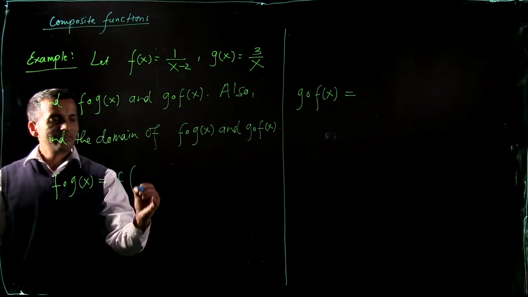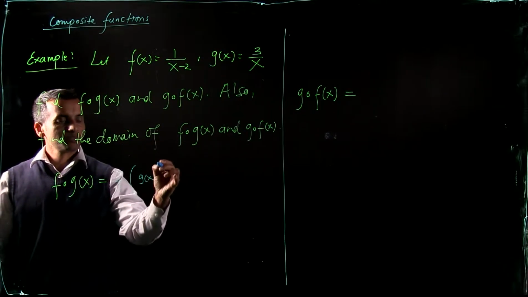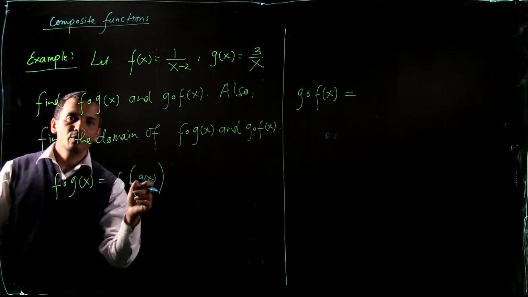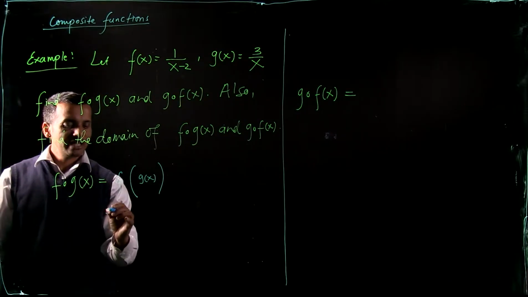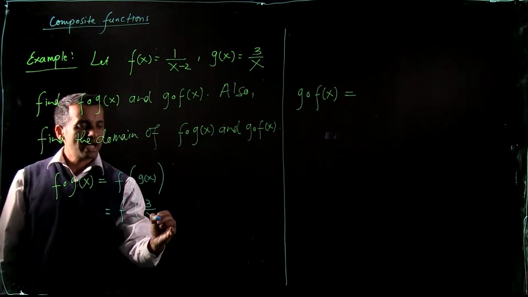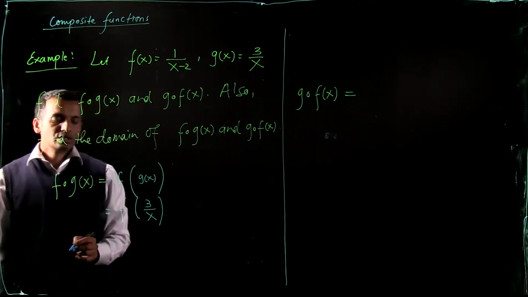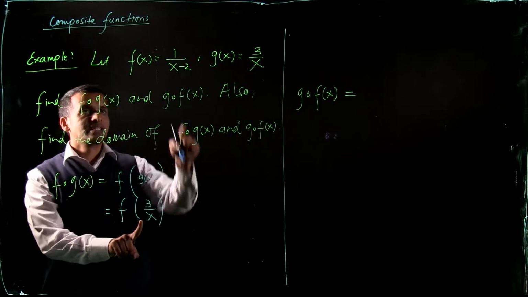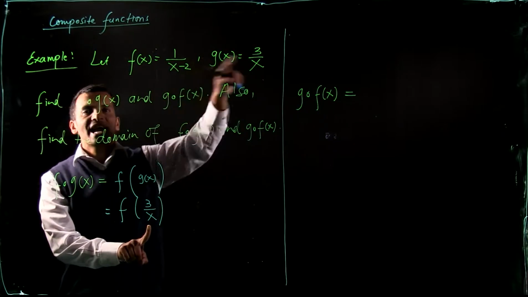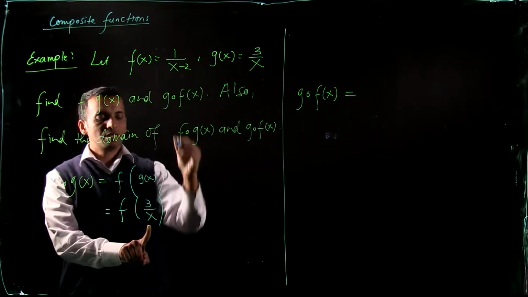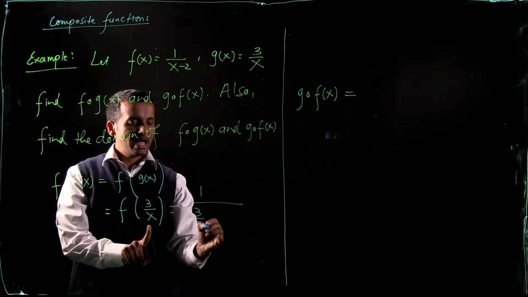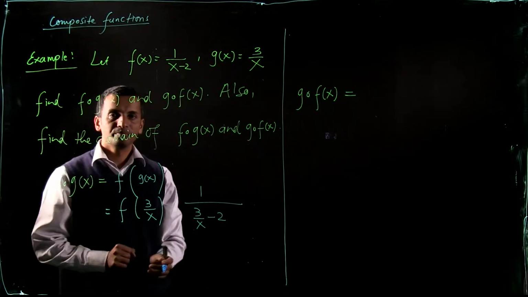So you write f and then g of x, right? So basically the input is g of x there. So how do you find that? You replace g of x by its value 3 over x. So f at 3 over x. So instead of x, we have 3 over x. So all the x on the right hand side of f of x should be replaced by 3 over x. So it will be 1 over 3 over x minus 2.